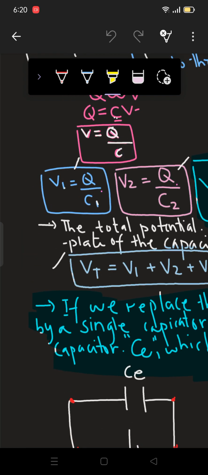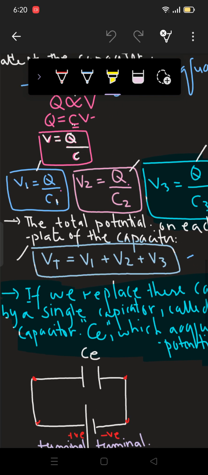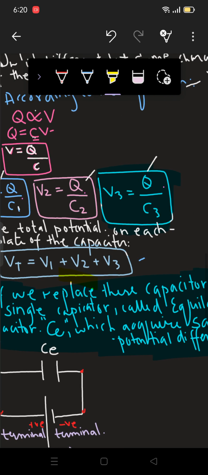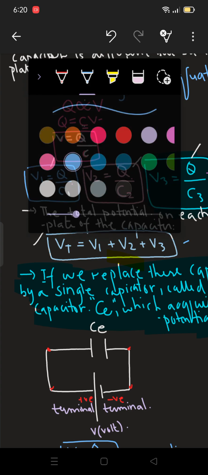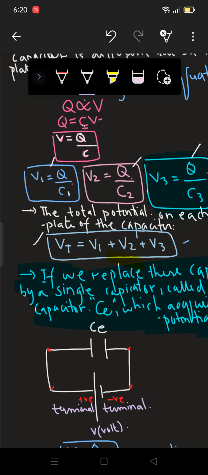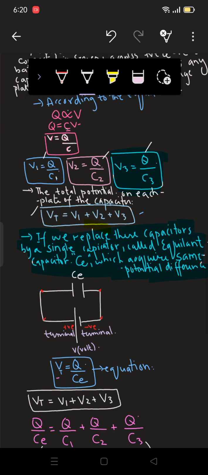So V1 is equal to Q per unit C1, V2 is equal to Q per unit C2, and V3 is equal to Q per unit C3. We also discussed that if we want to find the total potential difference, it would be equal to the sum of all the potential differences. Then in yesterday's video we started discussing the equivalent capacitance.